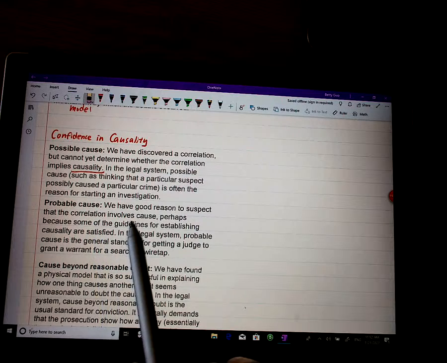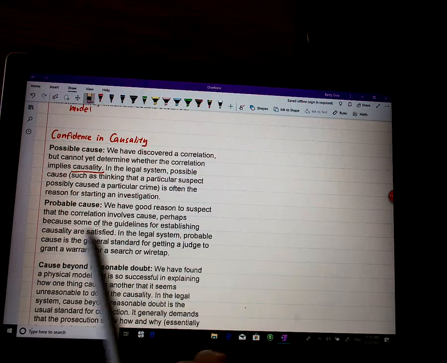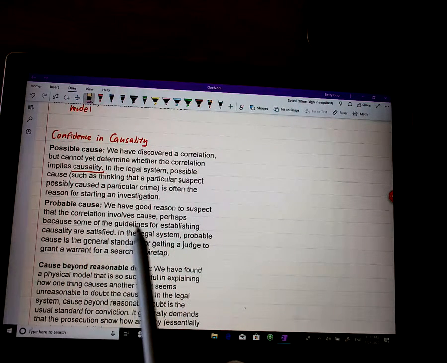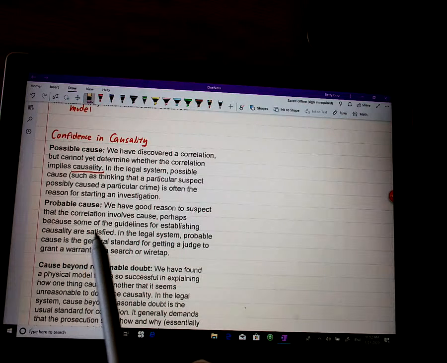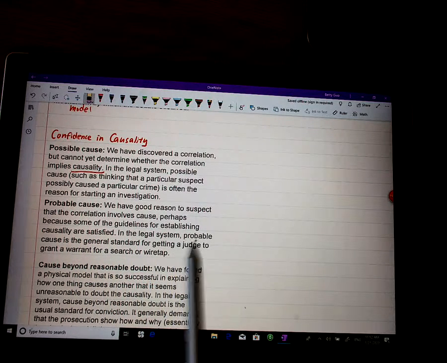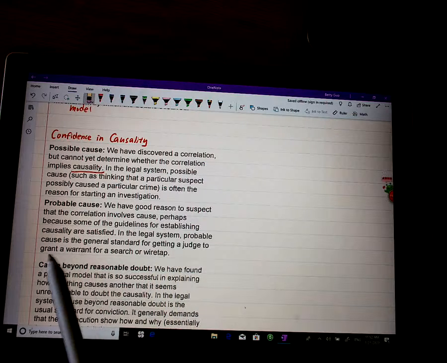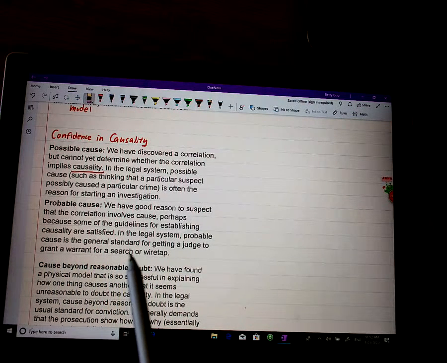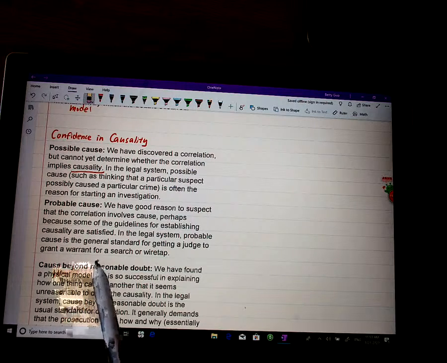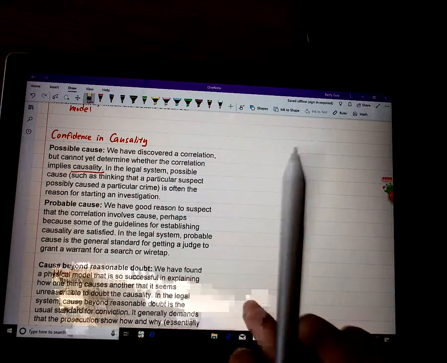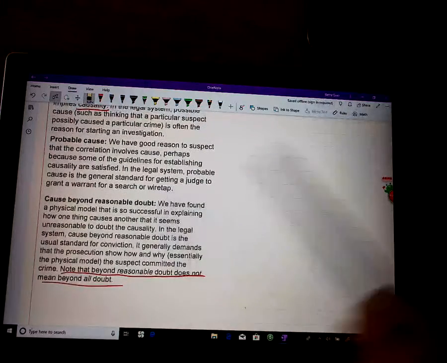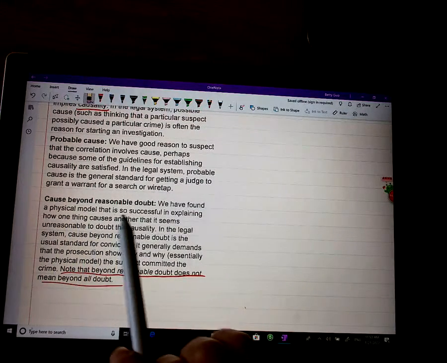Probable cause. We have good reason to suspect that the correlation involves cause, perhaps because some of the guidelines for establishing causality are satisfied. In the legal system, probable cause is the general standard for getting a judge to grant a warrant for a search or wiretap. Cause beyond a reasonable doubt.